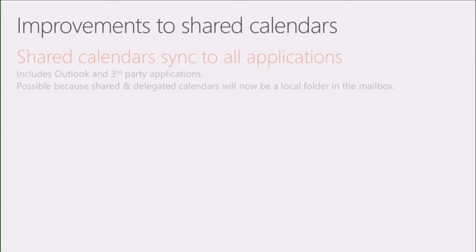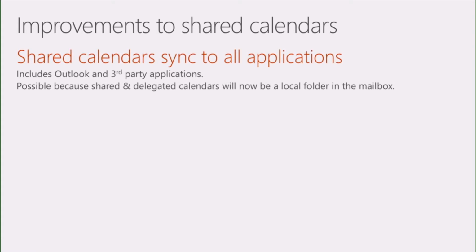So users are going to see shared calendar improvements in 3 different ways. The first one is that they're going to sync to all of their devices. So today, if a calendar is shared to you or you're a delegate, you don't get those shared calendars on your mobile device. You're going to get them on Outlook Mobile, Outlook on Windows 10, iOS calendar, wherever you're viewing your calendar, you're going to have all of your calendars.